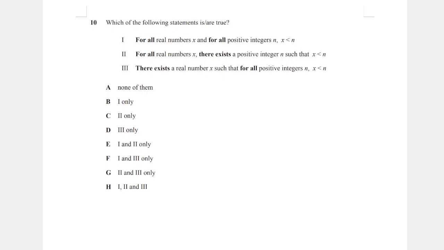Okay, question 10. Which of the following statements is or are true? Okay, so it seems like this question is a play of for all and there exists. Yeah, it really shows you the difference between these two mathematical concepts. Which is a lovely question, I think.